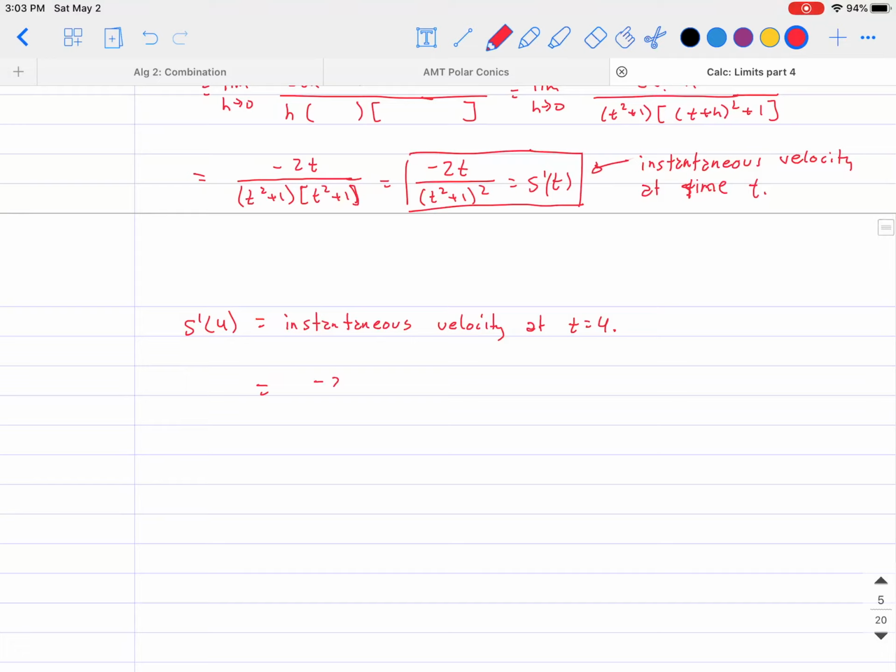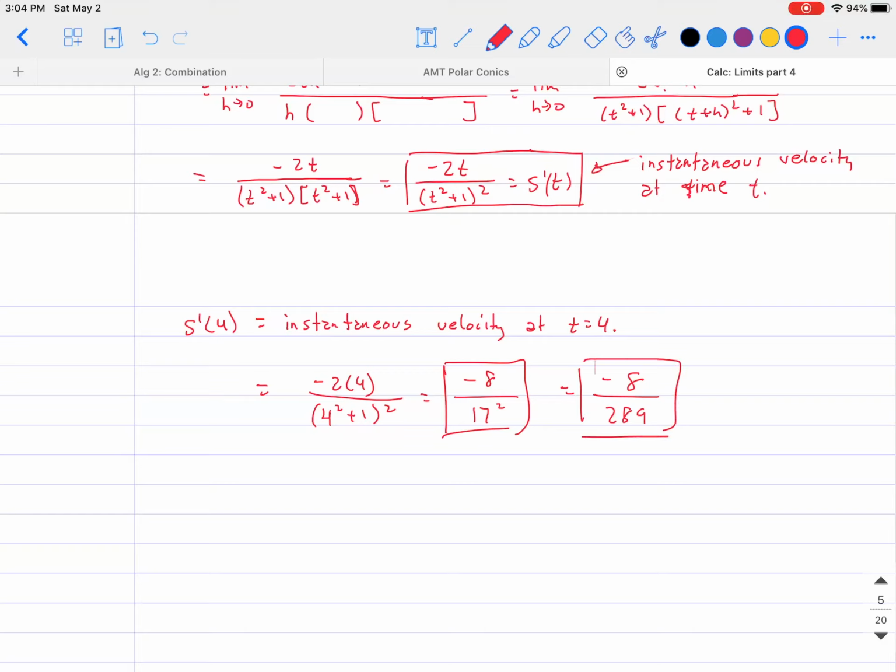And we can just go ahead and do a direct substitution then. So negative 2 multiplied by 4, all divided by (4 squared plus 1) quantity squared. So that's going to be negative 8 divided by, looks like it's 16 plus 1, which is 17 squared, on the bottom. So there we go. Okay, so that is going to be our answer. So 289 if you want to multiply it out. All right, so that should do it.